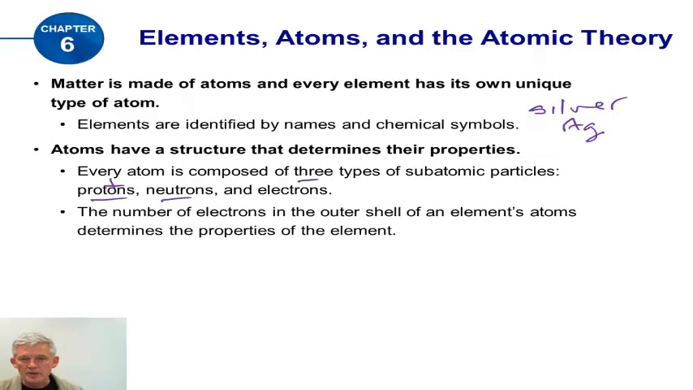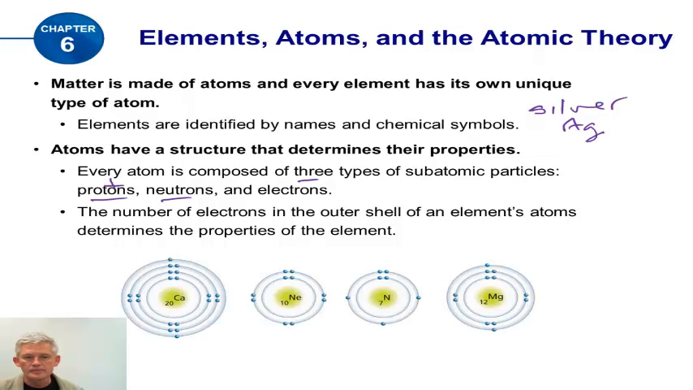The number of electrons in the outer shell of an element's atoms determines the properties of the element. Hugely important concept there. I'm going to read it again. The number of electrons in the outer shell of an element's atoms determines the properties of the element. So, if you look at the Bohr diagrams for calcium, neon, nitrogen, and magnesium, notice that neon, which is a noble gas, has 1, 2, 3, 4, 5, 6, 7, 8 outer shell electrons or valence electrons. These are all noble gases.